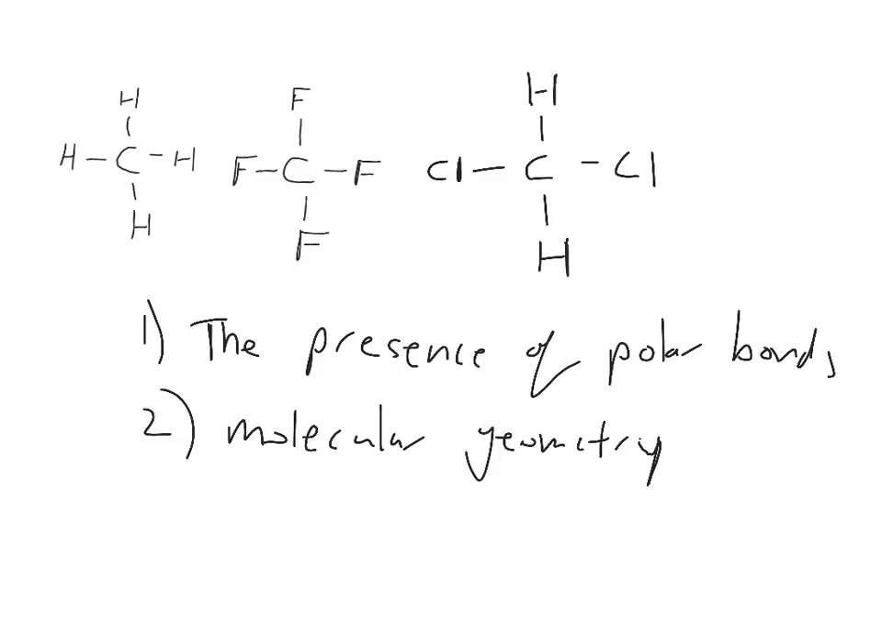So, polar bonds. This doesn't have any polar bonds by most definitions, so this is going to be nonpolar. This has polar bonds. Fluorine's more electronegative than carbon. This has polar bonds. Chlorine is more electronegative than carbon. So these 2 pass the first test. But then for the second one, we have to look at the molecular geometries of both. For that, it'll be easier to see using a model.